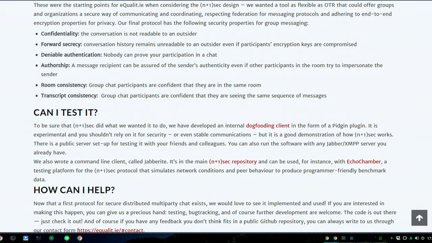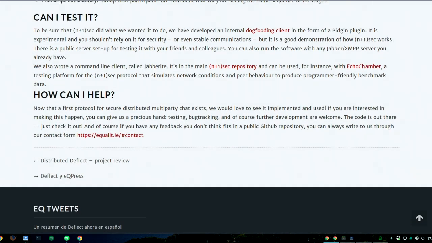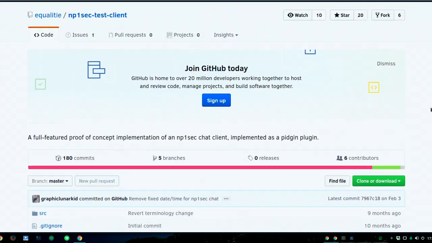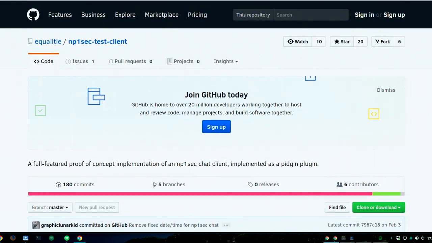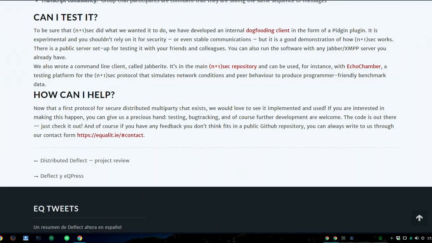Yeah. Now, what's next? Can you test it? Yes, you can. These folks actually developed an internal dogfooding client in the form of a Pidgin plugin, and it's experimental, and you shouldn't rely upon it for security. But yeah, it's a good demonstration of how N+1sec works. They've got a public server set up for testing, and you can run the server software with any Jabber XMPP server you already have. That's awesome. And they wrote a command line client called Jabberite.